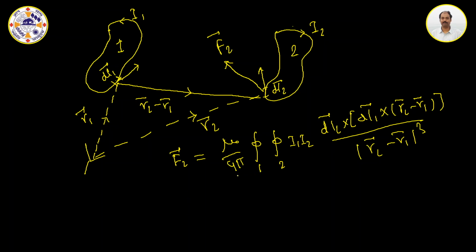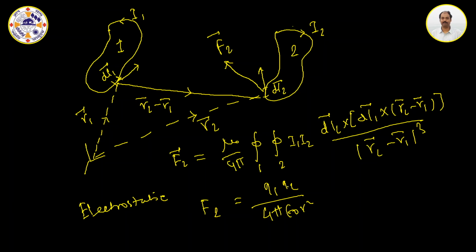This is very familiar to us. You can remember in electrostatics, the Coulomb expression of force: F2 is equal to Q1 Q2 divided by 4 pi epsilon 0 r square. So here Q1 plays the same role as I1 dl1, Q2 plays the same role as I2 dl2, and mu 0 by 4 pi plays the same role as 1 by 4 pi epsilon 0 in electrostatics.